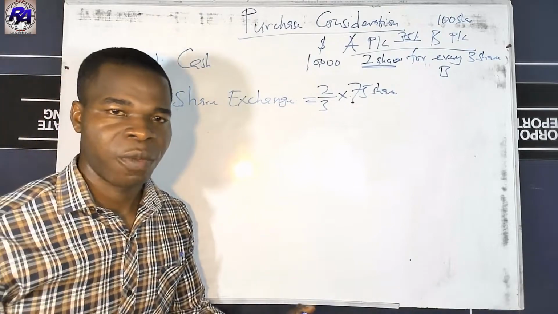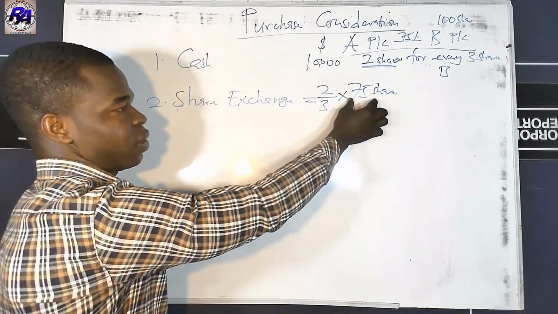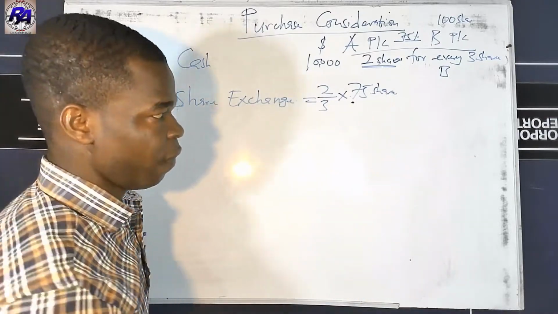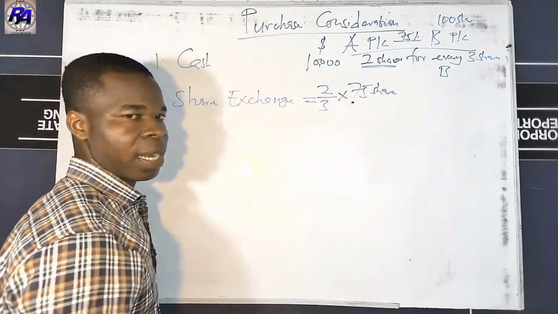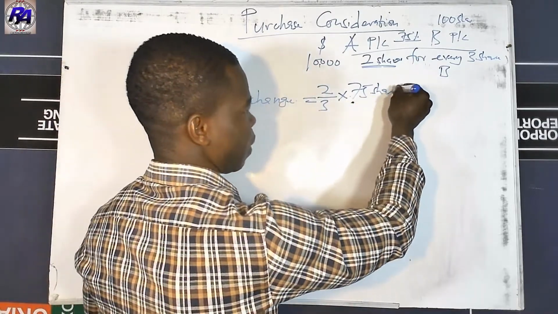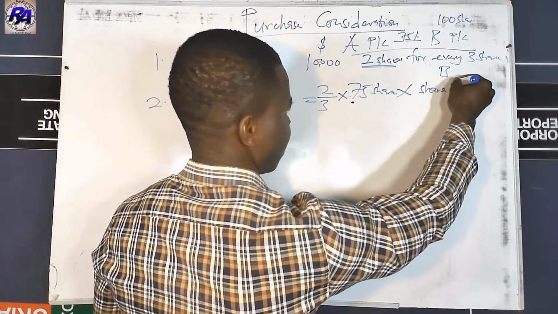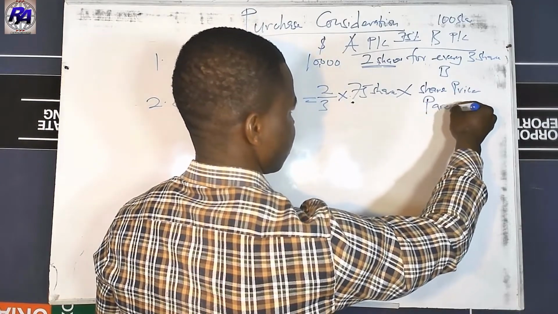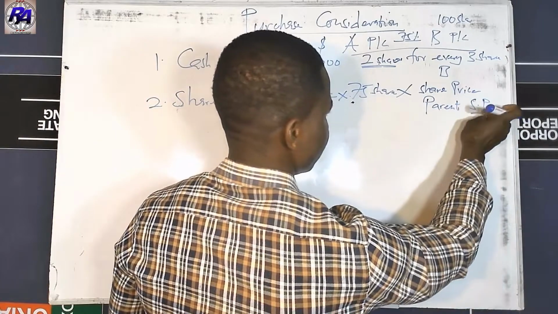Depending on how the question is being framed, you can establish the amount of shares acquired by the investor. Then this is just a number of shares. This is just the fraction that have been acquired. Then you have to multiply it with the share price. Remember that the share price here should be the parent share price.